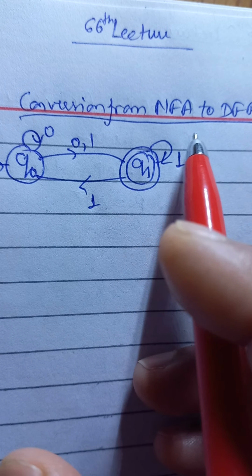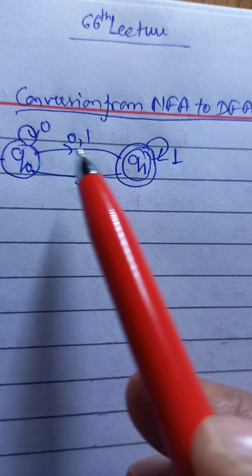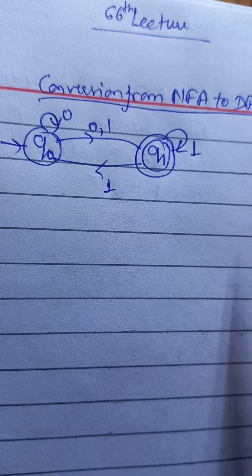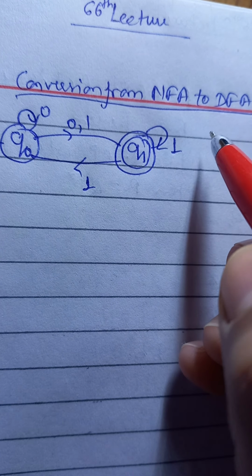Conversion from NFA to DFA. Suppose we have this NFA. Then what will be the transition table for this?